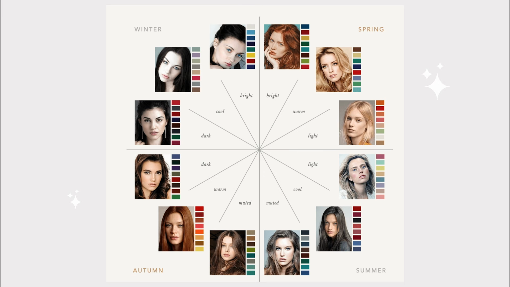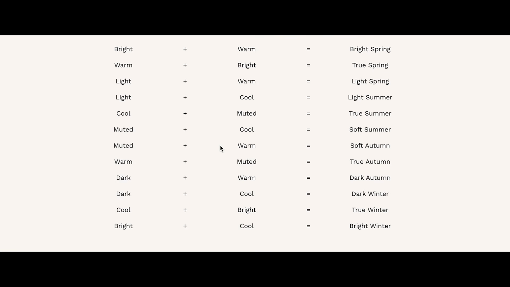So now that we know how to identify our primary and secondary characteristic, we're going to put them all together. We're going to go back to the chart that I showed you previously, and we're going to determine which of the 12 color seasons you fit in.